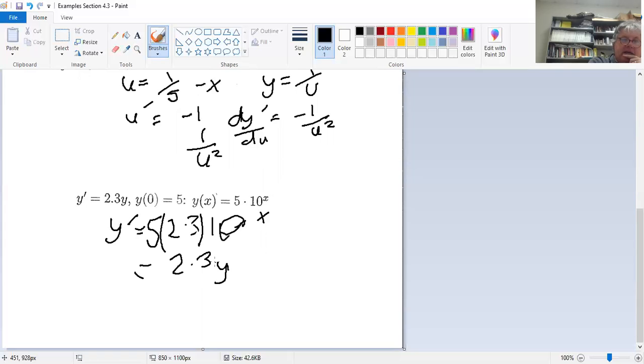And then the last thing it has to show is satisfy the initial value problem. Well, y of 0 equals 5 times 10 to the 0. 10 to the 0 is 1. So that means y0 equals 5. And so it satisfies the initial value problem. And that is indeed a solution.